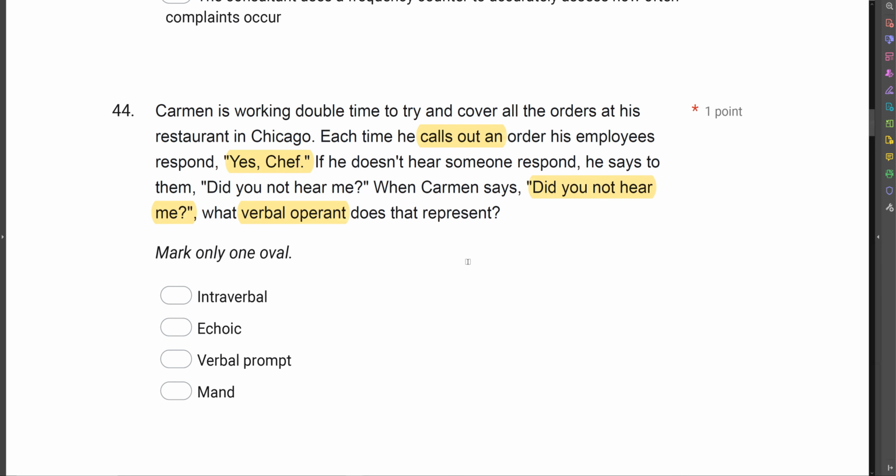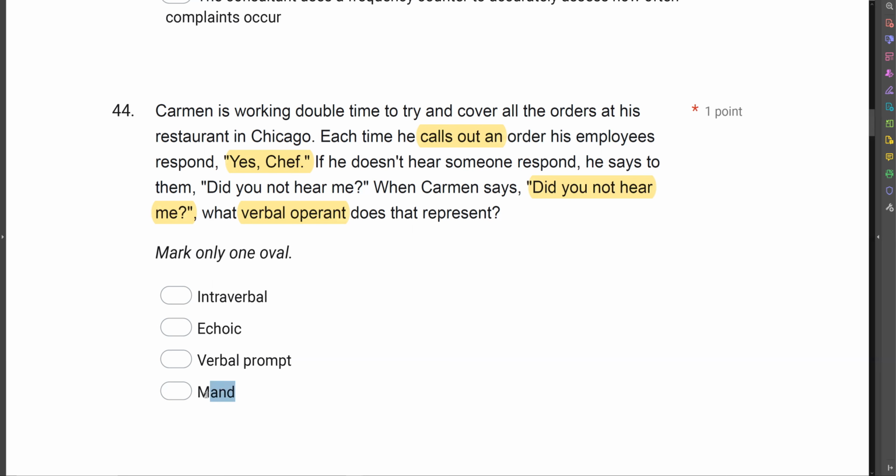What verbal operant does that represent? A, an intraverbal. An intraverbal is evoked by a verbal SD. This was not, so it can't be that. Same with an echoic. An echoic has point-to-point correspondence and formal similarity, right? And we don't have that here. There's no verbal SD evoking this response. Verbal prompt, be careful. Verbal prompt is not a verbal operant, so don't go too quick and rush, right? You pick verbal prompt. Doesn't make sense here.